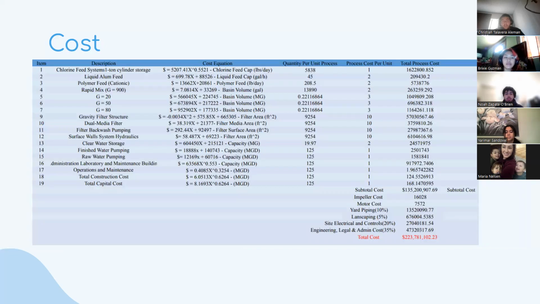And here, as you can see, are all the equations retrieved from those regression models. And as you can see, the total cost for our project is going to total about 224 million dollars. With all that, we included general things that are going to be expected, such as administration, laboratory costs, operations and maintenance, construction costs, as well as yard piping, landscaping, electrical and controls, and other typical things that are going to be within our site. Next slide.